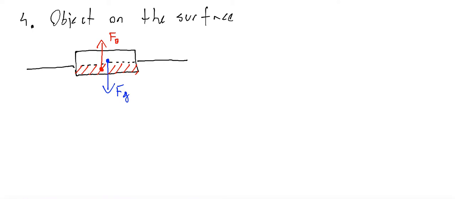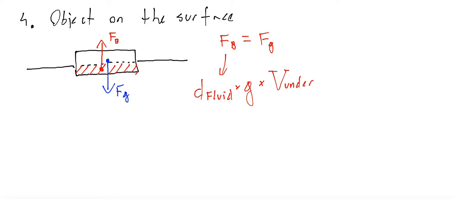In this case, we have the same balance. Buoyant force is the same as gravitational force, but remember that buoyant force acts only on the part which is underwater. So to calculate buoyant force, you have to use the equation: density of the fluid times gravitational acceleration times the volume which is under water, the volume which lies below the level of water.